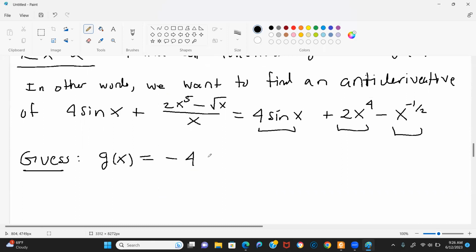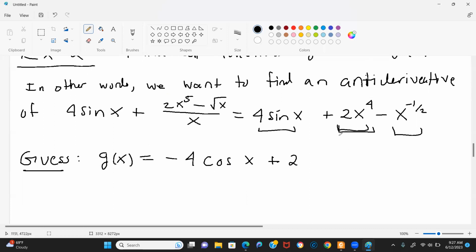So my guess is this. We know that this is g prime, so the guess is going to be g itself. One of the pieces in g of x has to be negative cosine of x, because when you differentiate that, you get sine x, and the negative cancels, and you get this back right here. So this part works.